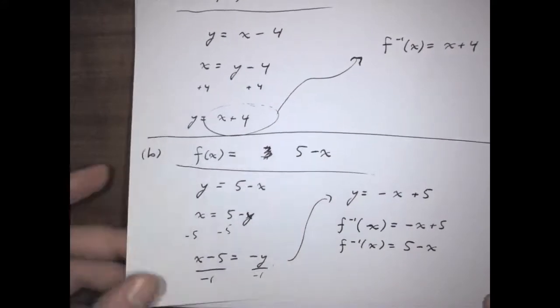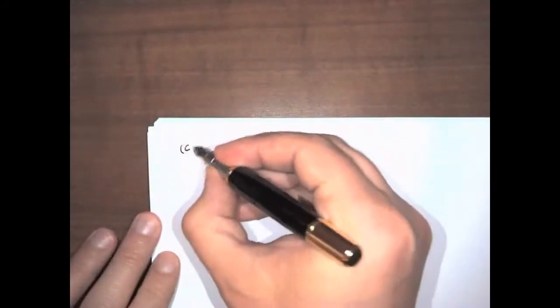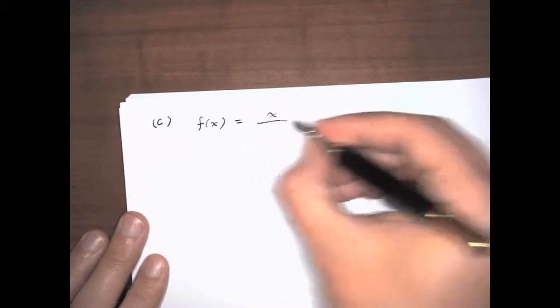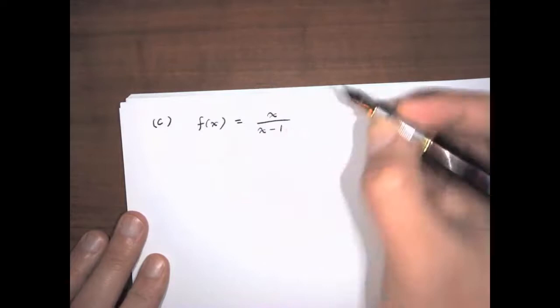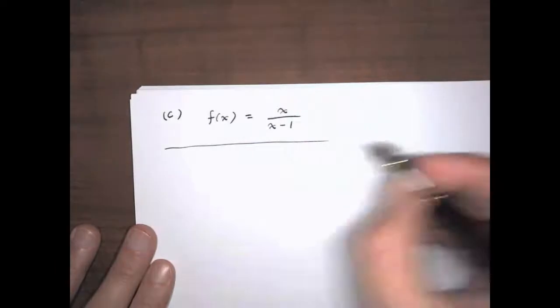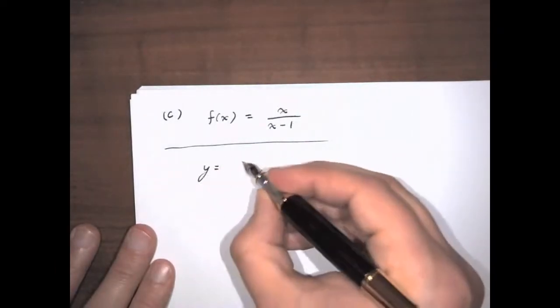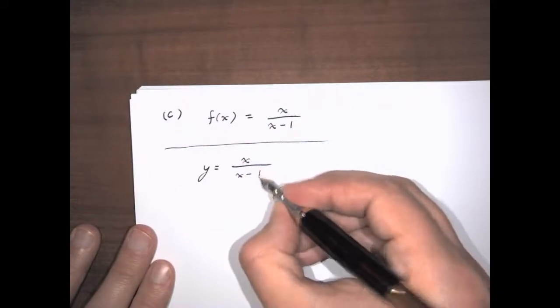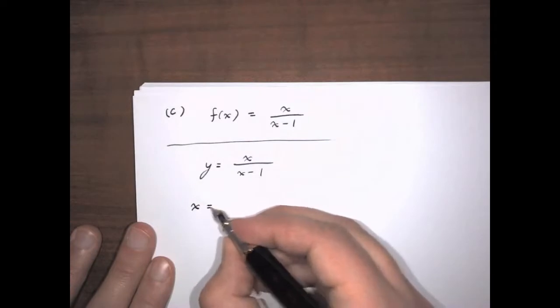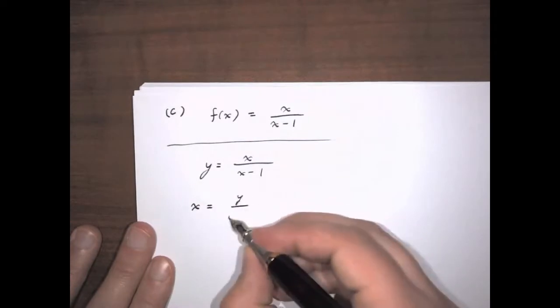Alright, now let's go to a more complicated category of function. So we'll go to a function that looks like this. So C. We're going to take f of x is equal to x over x minus 1. Alright, so the setup is still the same. You just go y equals, and then after you've written the formula, you do the old switcheroo. Y becomes x, and x becomes y.